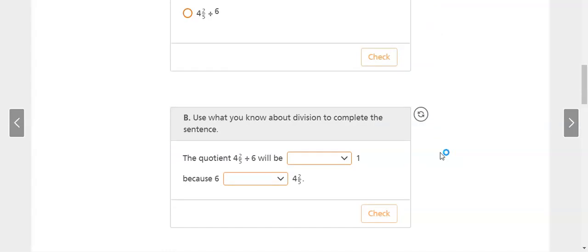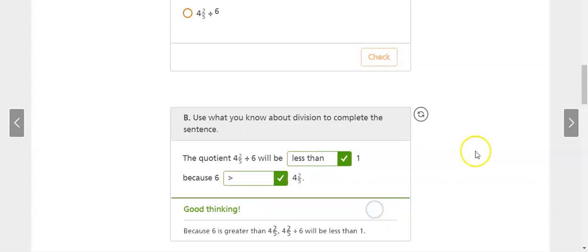Use what you know about division to complete the sentence. The quotient 4 2/5 divided by 6 will be less than 1 or greater than 1. And we're going to say less than because 6 is greater than 4 2/5.